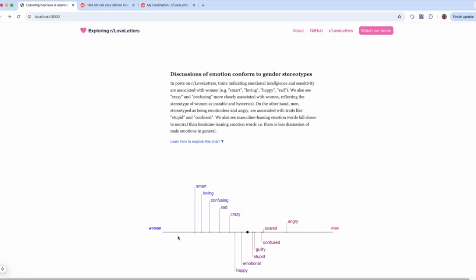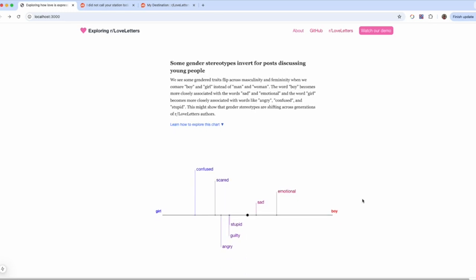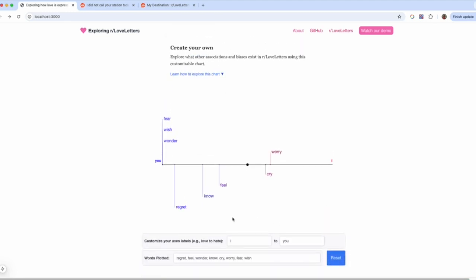Next, we looked at the connections between the words that were used in the love letters. So here you can see in the axes that one end is woman and the other is man. And when we plot these different words, we can see that women are more associated with being emotionally intelligent. Interestingly, when we used younger words, so like girl and boy, these gender stereotypes were inverted. Here you can create your own by identifying what types of words you want on the axes labels, as well as what words you would like to be plotted.